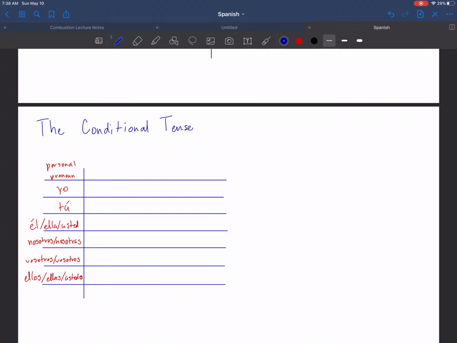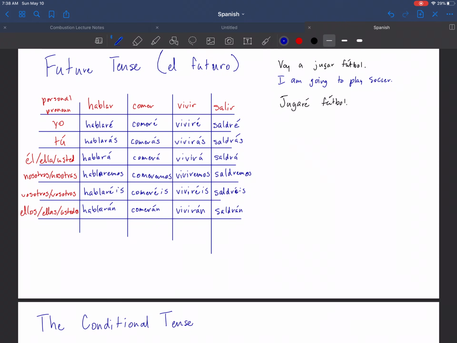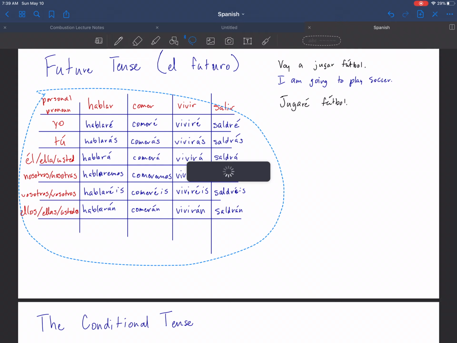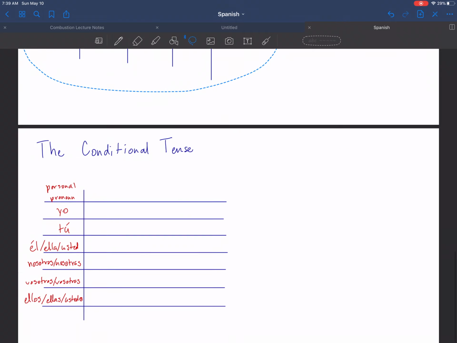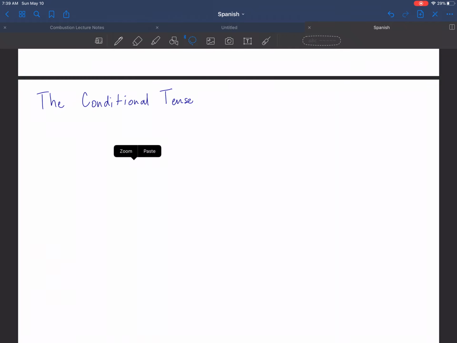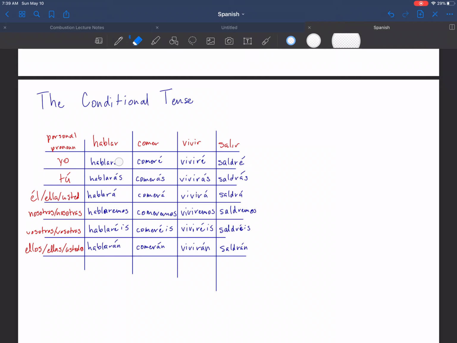So now I'm gonna go. I just recorded a video talking about the future tense, right? In fact, we're just gonna take this whole table, and I'm gonna do something with this whole table. Okay, so I'm gonna delete this table, and I'm just gonna say, boom. This is our future tense, right? Now, how would I change this from future to conditional?